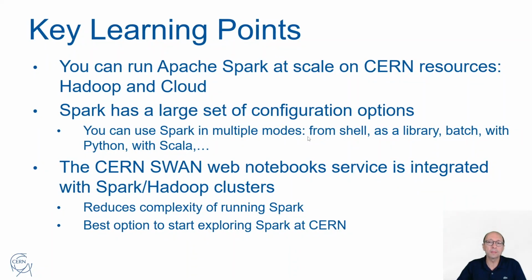This brings us to the key learning points for this module. So you can run Apache Spark at scale on CERN resources using Hadoop clusters and cloud resources with Kubernetes. Spark has a large set of configuration options. Moreover, you can use Spark in multiple modes. You can use it from the shell, Python or Scala, as a library, as batch, in languages Python, Scala, and Java. CERN's Swan web notebook service is integrated with Spark and Hadoop clusters. So it's a good way to reduce the complexity of running Spark, and definitely an option we recommend when you want to start exploring Spark at CERN.